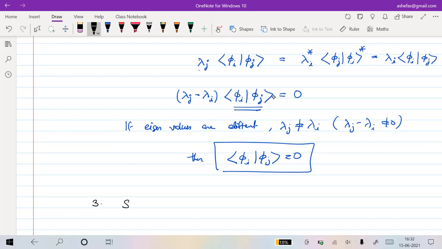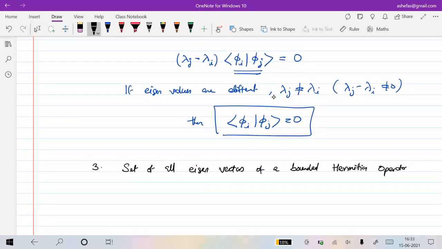The set of all eigenvectors of a bounded Hermitian operator forms a complete set. Complete set means it forms the basis.